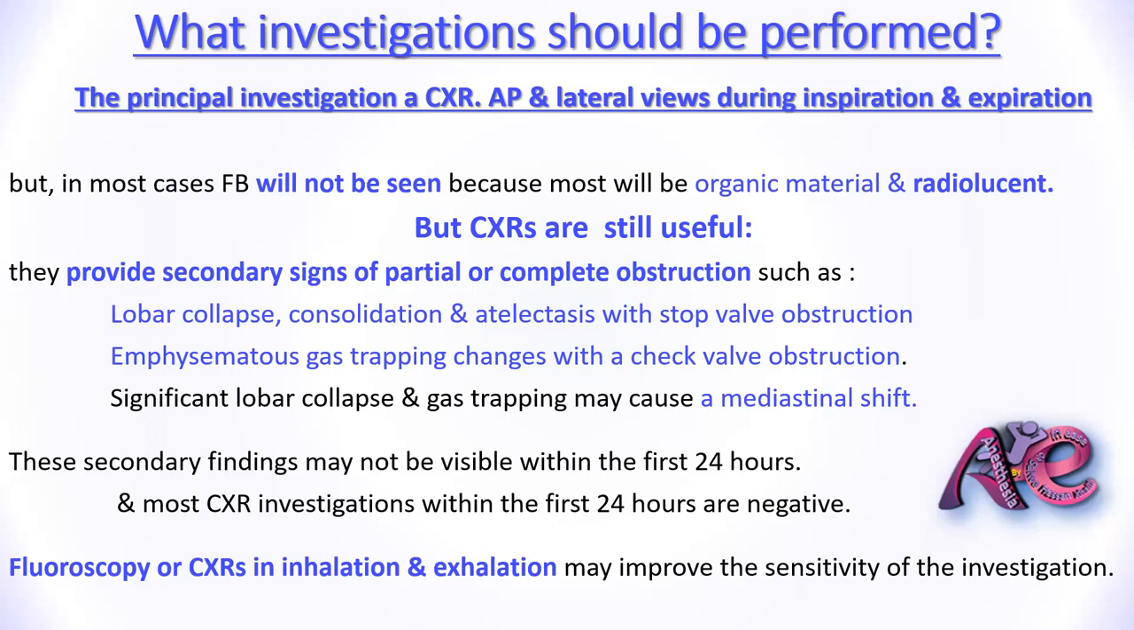They provide secondary signs of partial and complete obstruction, such as local collapse, consolidation, and atelectasis with a stop valve obstruction, or emphysematous gas trapping, as we mentioned, with check valve obstruction. Also, they can give us an idea about significant lobar collapse and gas trapping. All this may lead to mediastinal shift.